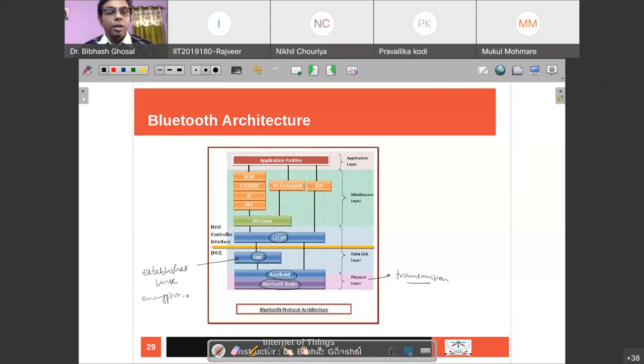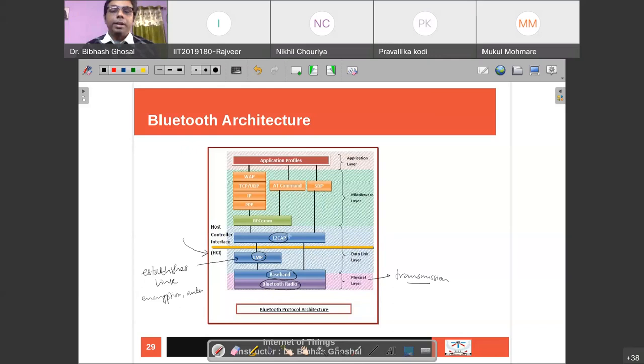And then comes an interface, which is called the host controller interface. This interface is the one that allows these layers to make use of the lower layers. This is called HCI. The host controller interface allows the upper layers, the application and the middleware, to have access to the data link and the physical layer.